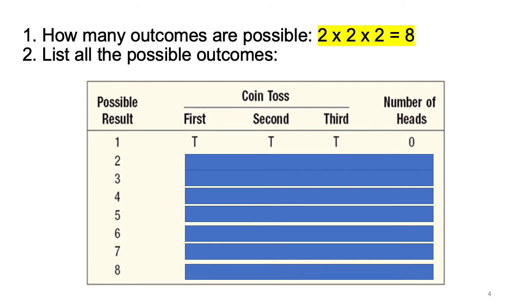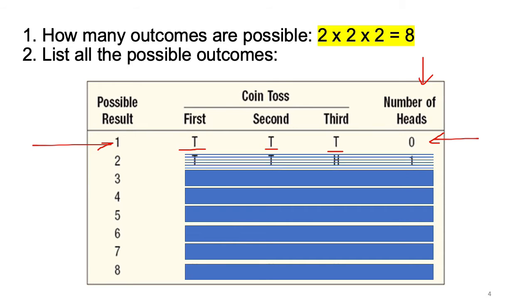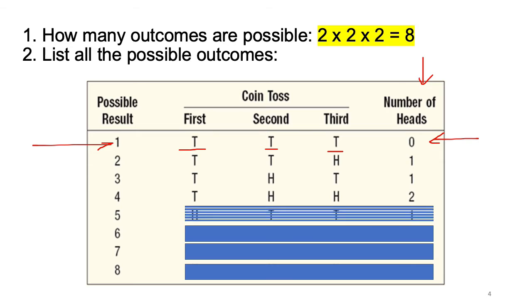The next step is to list all of those possible outcomes. One is all tails. Each time the coin is tossed, you get tails, tails, tails. This outcome is an experiment that has 0 heads. And we can list the rest of them.